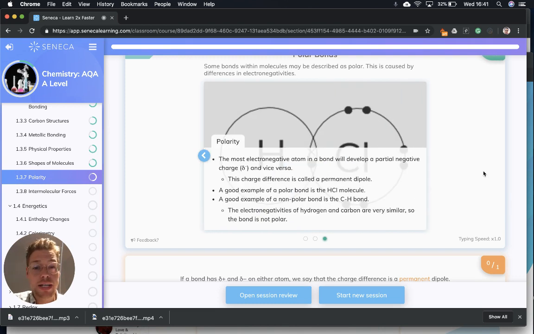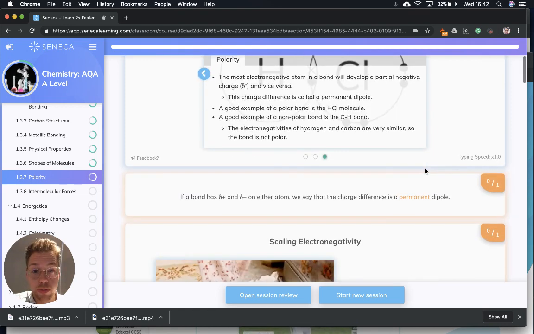The most electronegative atom in a bond will develop a partial negative charge, delta negative, and vice versa for the positive one. This charge difference is called a permanent dipole. A good example of a polar bond is the HCl molecule. And a good example of a non-polar bond is the CH bond, because carbon and hydrogen have very similar electronegativities, which means the bond will not be polar.